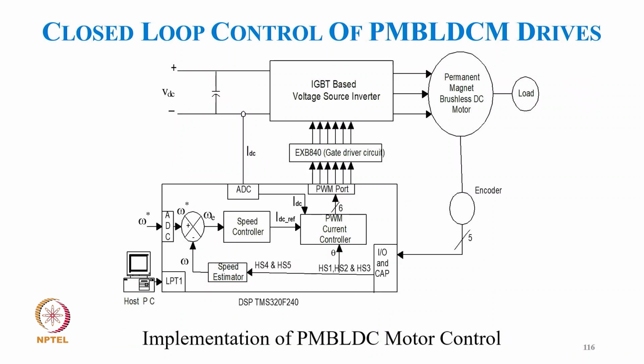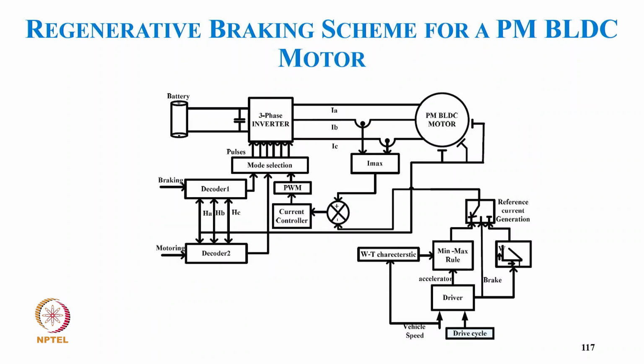Now coming to closed loop control of a BLDC motor for implementation: we have a BLDC motor here with a connected load, and an encoder which gives the position to the processor. In the processor we have the reference speed, then a speed controller that gives the magnitude of current. Then we have current sensing, maybe a single current sensor at the inverter input, and a current controller. With the position we get the switching signals for the inverter, with optical isolation and gate isolation.